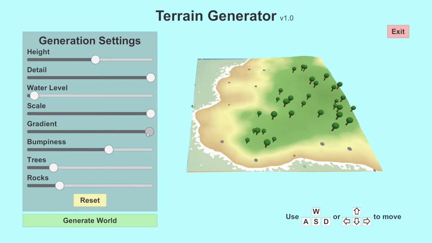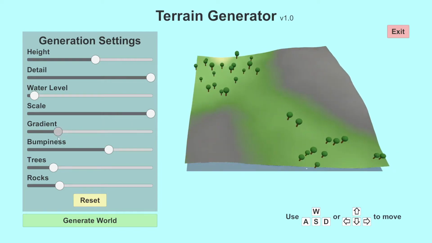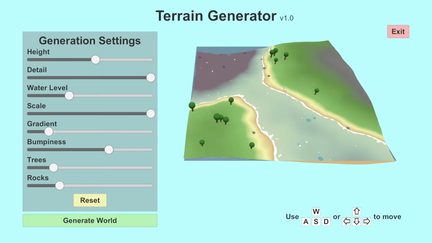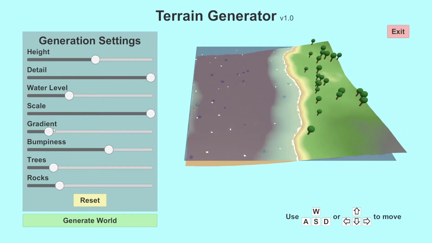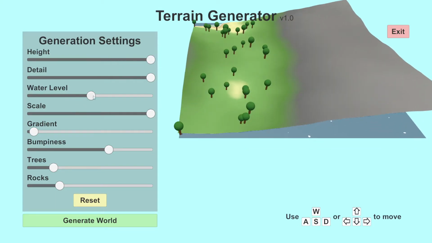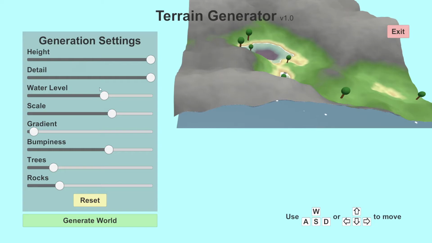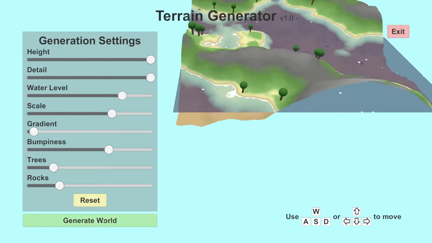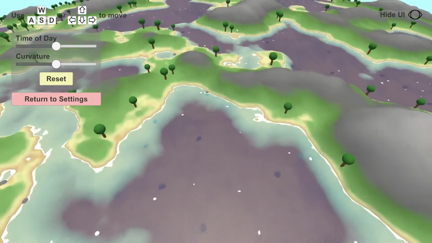The gradient gives a more distinct difference between the mountains and the flatlands. It's a number that every vertex height is raised to the power of. Vertex heights are normally between 0 and 1, so lowering the gradient brings everything closer to 1. If we lower the gradient and generate that world, you can see that there are mountains and valleys everywhere.